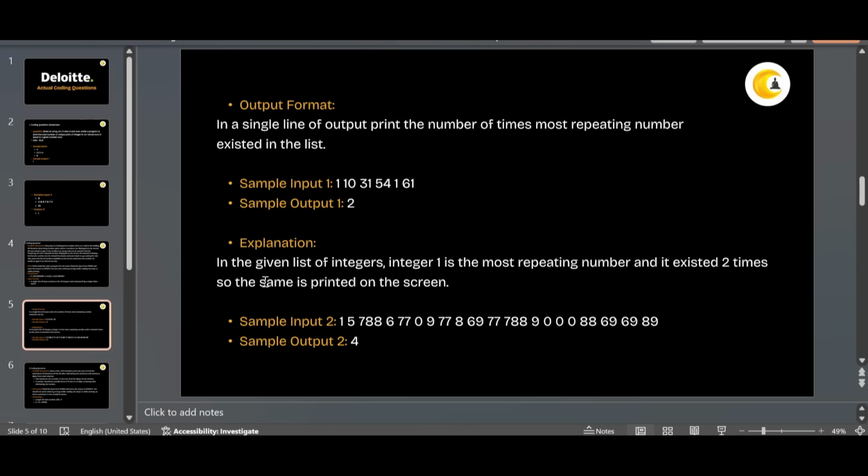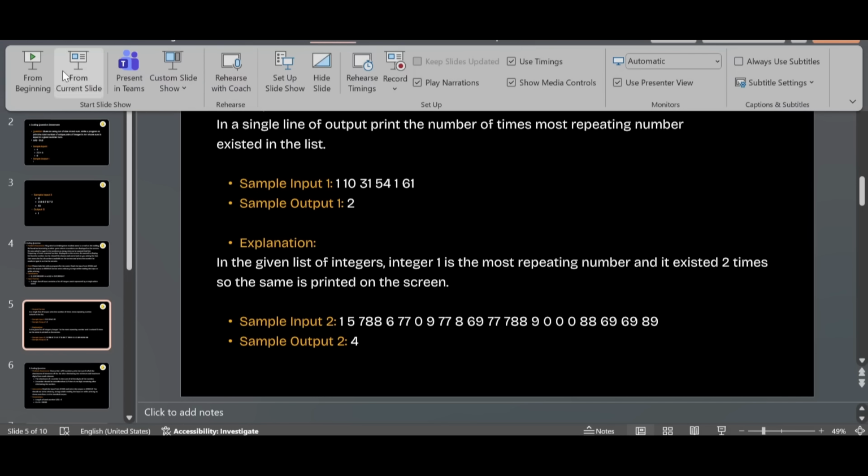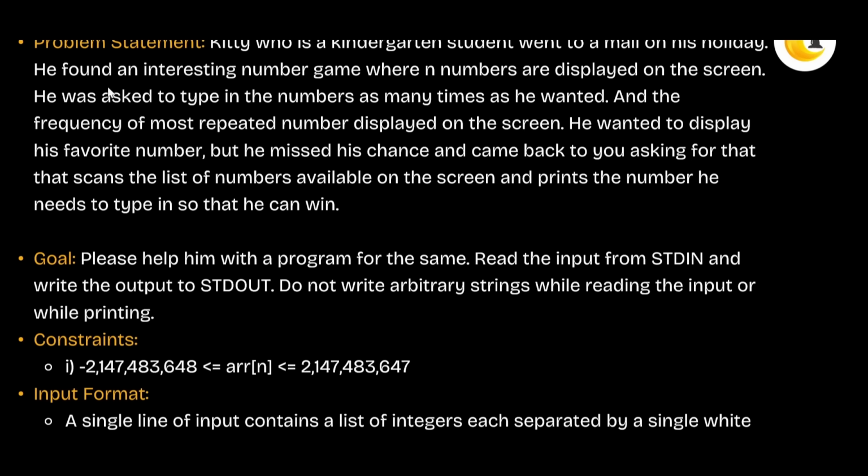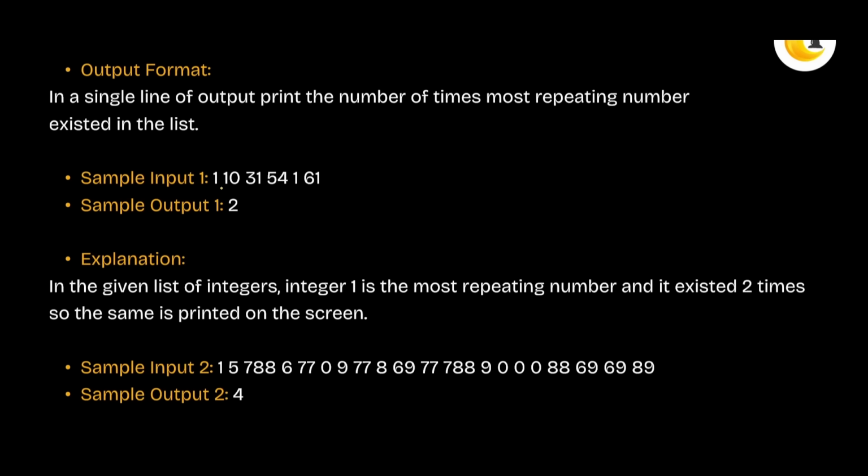Okay. All right. So, yeah, we were talking about this question. So, I'll just go up over here. And so, it is basically asking you to calculate the frequency of the most repeated number that was displayed on the screen. Okay. So, if you look into this example, what is it actually doing? It's saying 1 and 1. These numbers have occurred just once. Except 1. 1 has occurred twice. So, it has printed the frequency of the number that has occurred the most number of times in the array.